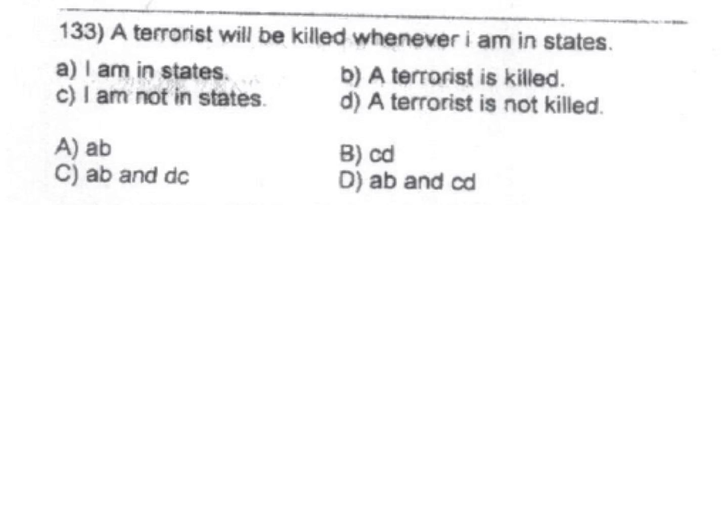Which one is correct? We have to check. A follows B. If I am in states, a terrorist is killed. B is followed by A. A is followed by B. Then, if I am not in states, a terrorist is not killed. C, then D. So, A, B, C, D. D is our answer. First A, then B. If C is first, then D will come second. So A, B, C, D both are possible.